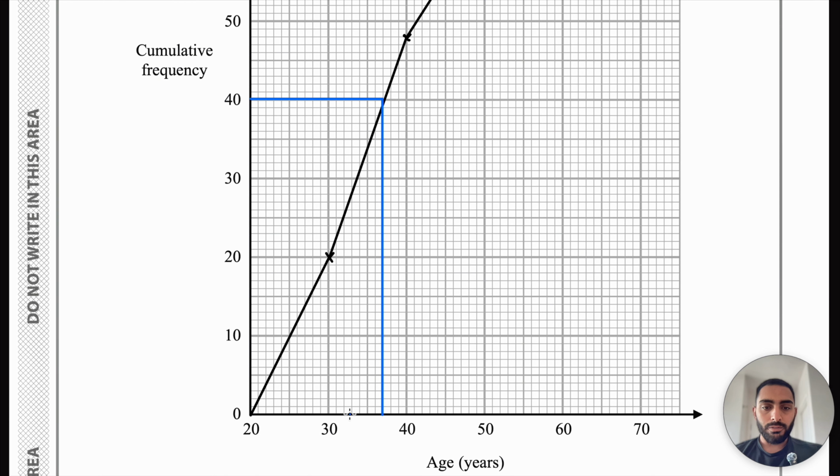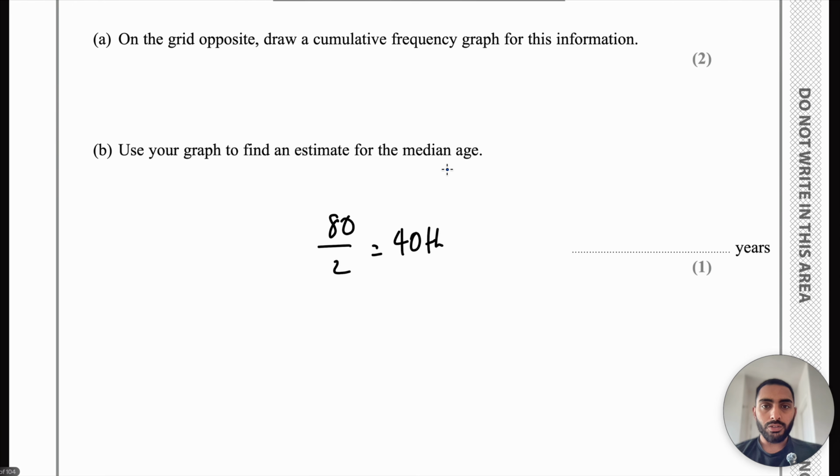It's between 30 and 40, and they're going up in ones. So that would be 35, that'd be 36, that'd be 37. So my estimate for the median is 37 years old.